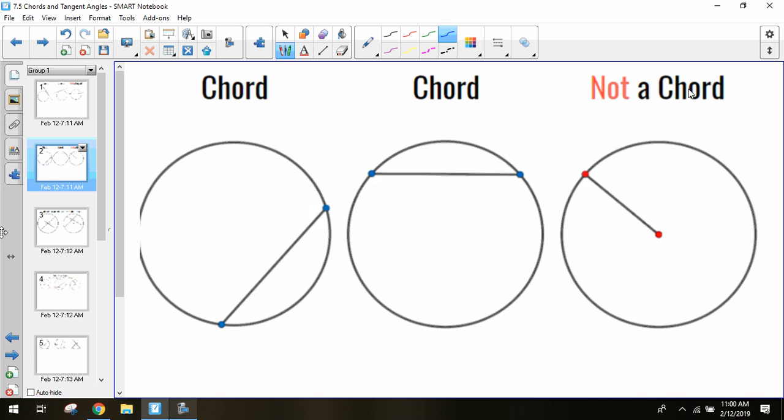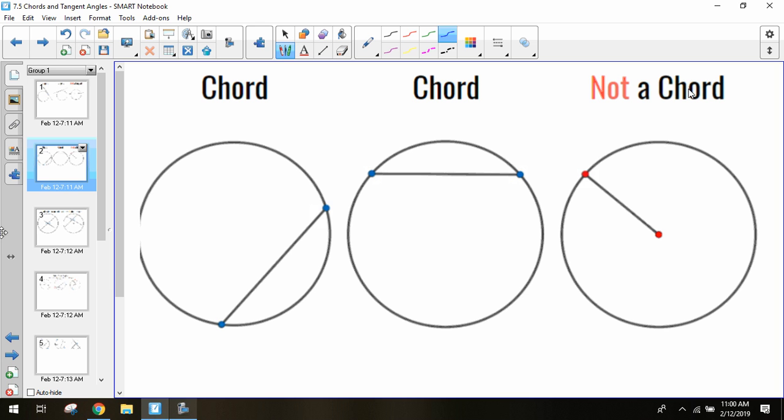Why do you think that's not a chord? It doesn't touch the other side. If I had a chord that passed through, has an edge on each side of the circle, but went through the center, is it still a chord? Yes. What do we call it? Would it be a chord?